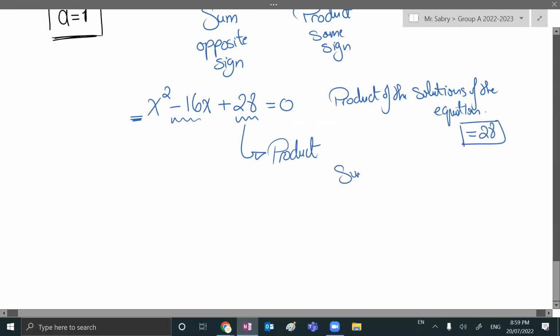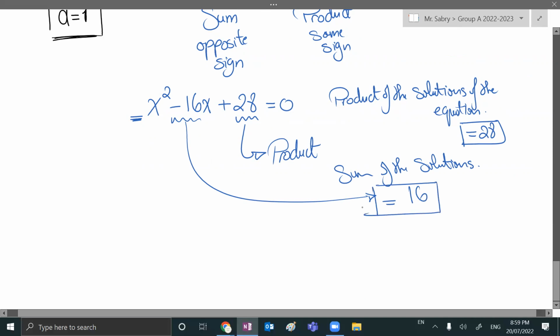If in another question they ask me for the sum of the solutions, then all I need to do is to take this negative 16 and put it with the opposite sign, positive 16. This is the sum of the solutions.